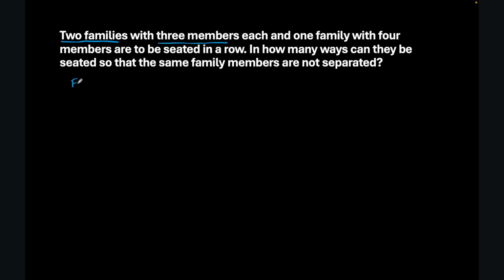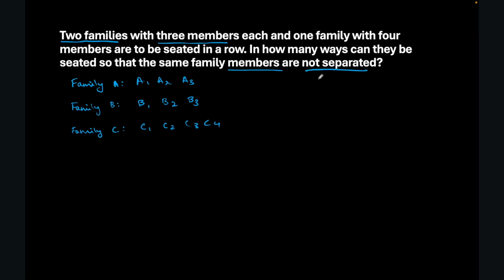I can call it family A, family B, and family C. These 2 families have 3 members each, so I'll call them A1, A2, A3. Family B has 3, so B1, B2, and B3. And the third family has 4 members, so C1, C2, C3, C4. Our goal is how many ways can they be seated so that the same family members are not separated. That means we have to bundle up each family.